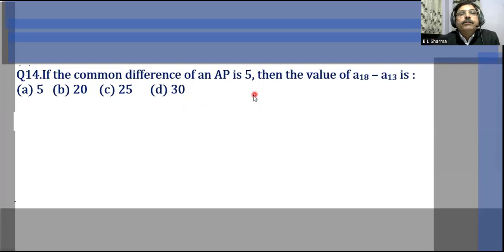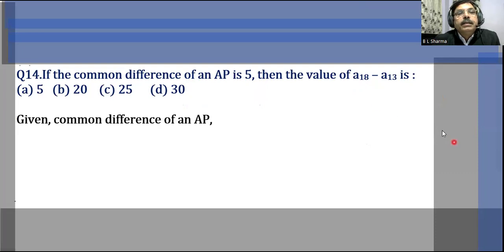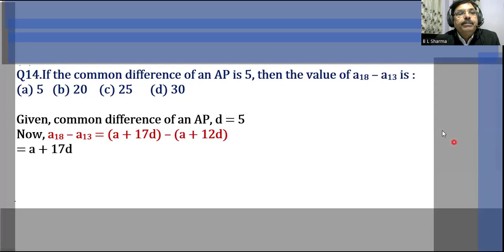If the common difference of an AP is 5, then what is the value of the 18th term minus the 13th term? What will be the difference of the 18th term and the 13th term of this AP? Common difference D is 5, it is given here. Using the nth term formula, that is (A plus 17D) minus (A plus 12D). Opening: A plus 17D minus A minus 12D. A and A cancel, 17D minus 12D, that is 5D.